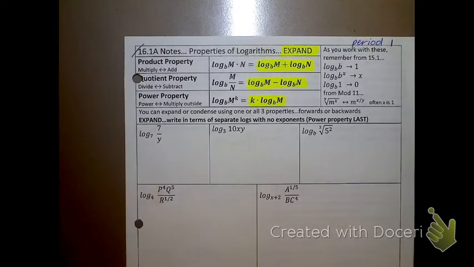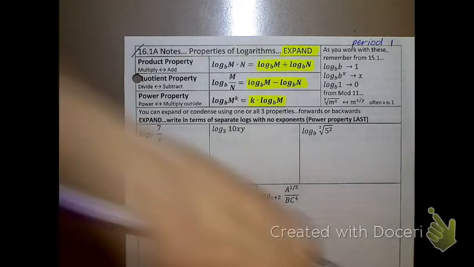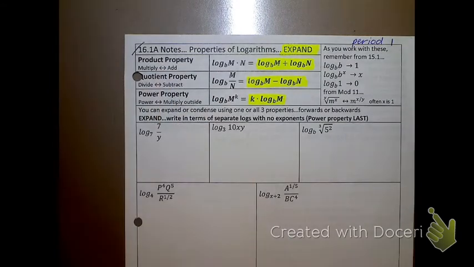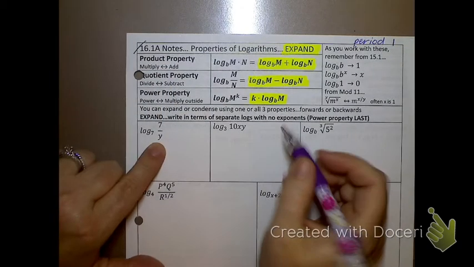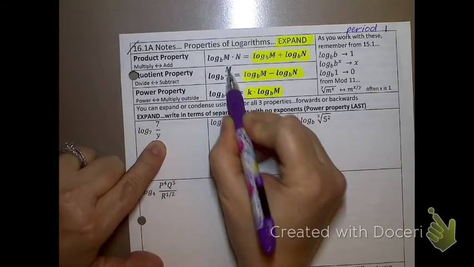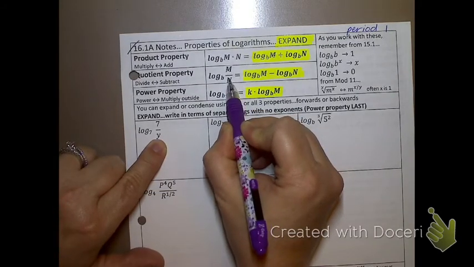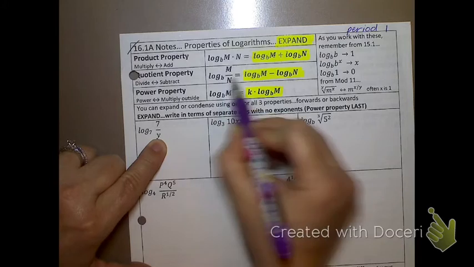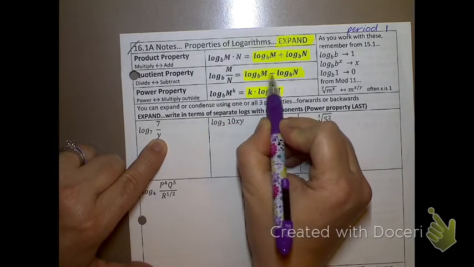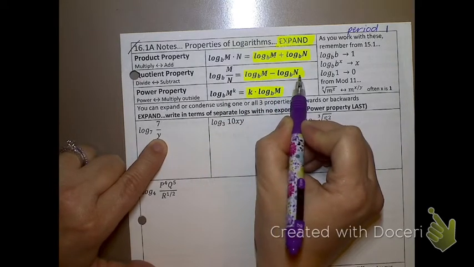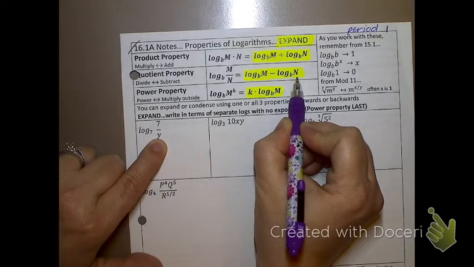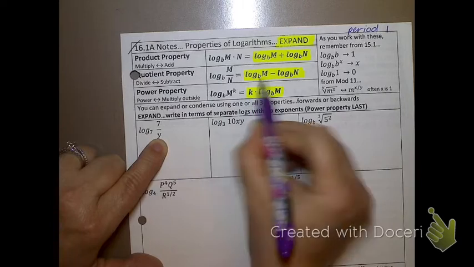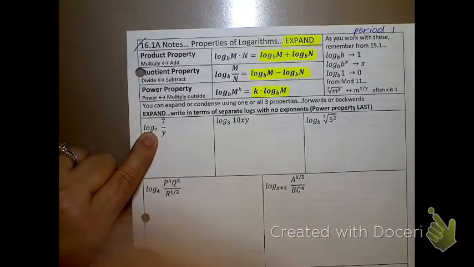What rule do you think I'm going to be using? Am I going to be using the product rule, the quotient rule, or the power rule? Quotient rule, because I've got a quotient going on, yeah? So how can I expand a quotient? I can expand it to the log of the top minus the log of the bottom. Keeping note that what happens to the bases? They stay the same. Whatever it is in the problem, that's what it's got to be throughout.